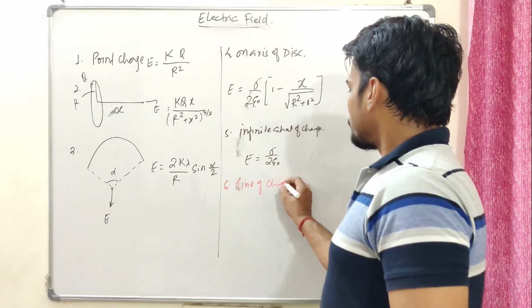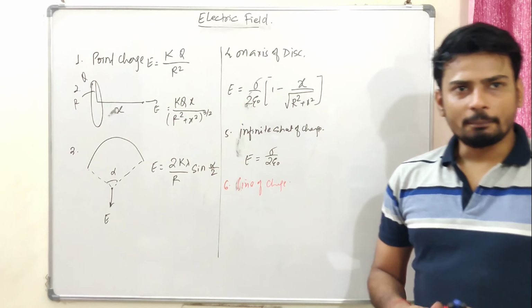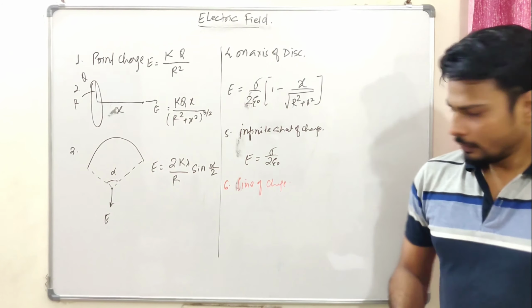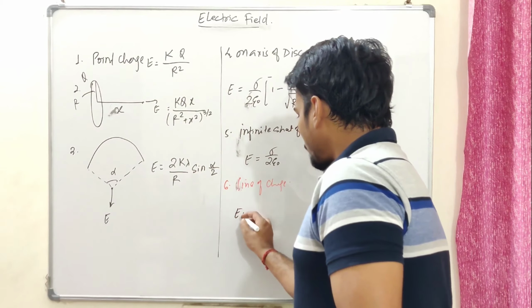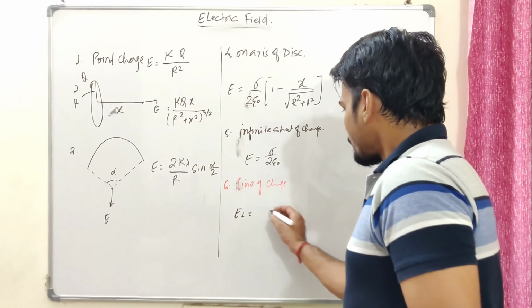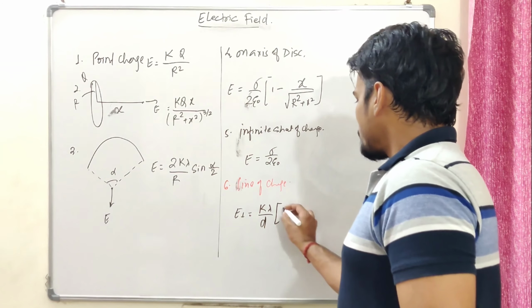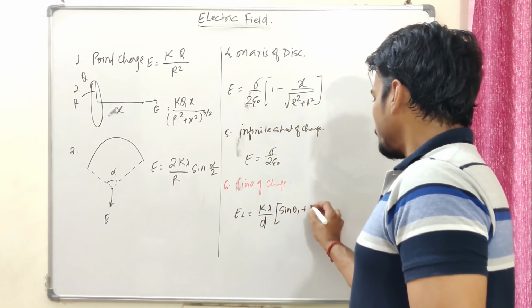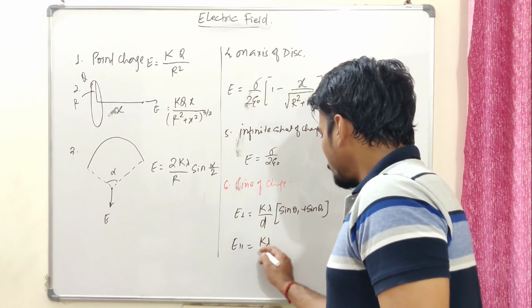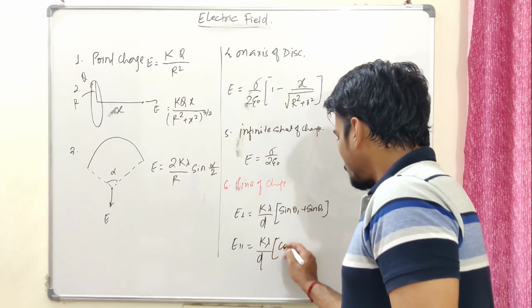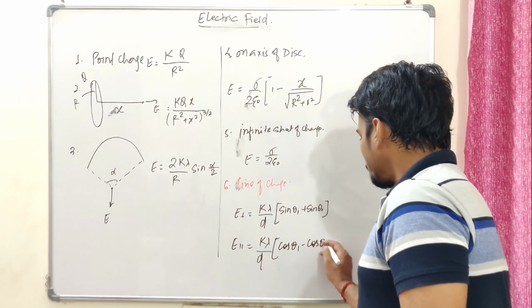In that case, if you remember, we found the parallel as well as the perpendicular component of the field. So E perpendicular was given as K lambda by d, let's say d is the distance, times sine of theta 1 plus sine of theta 2. That d is the distance of the point from the line, right? Now then we had parallel. So E parallel was k lambda over d times cos of theta 1 minus cos of theta 2.